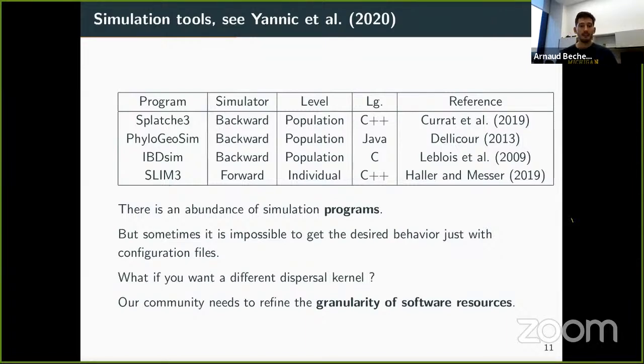So we have simulation programs, but sometimes it is impossible to get the desired behavior just by using these programs and adjusting them with the configuration file, because some details are actually hard-coded. When you think about details of the way that individuals move in the landscape, or details about the dispersal types, sometimes it makes sense for your species. It doesn't make sense for anyone else but you in the whole world. You need ideally a version of a simulator that implements these variants. And what it means for the whole community is, I think that one big need presently is to try to refine the granularity of software resources we have.